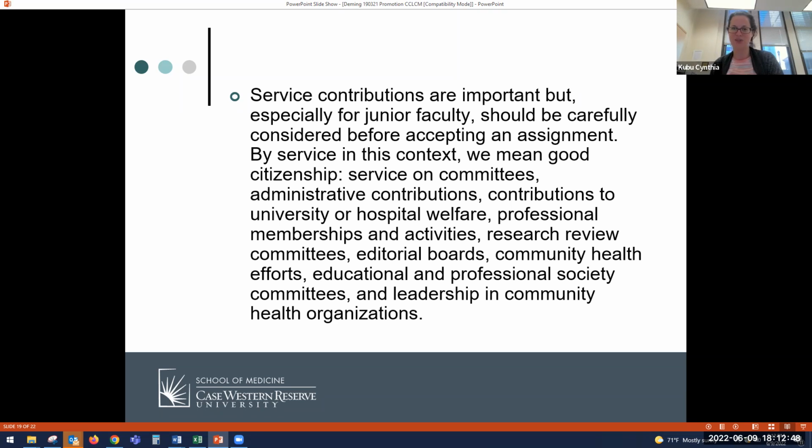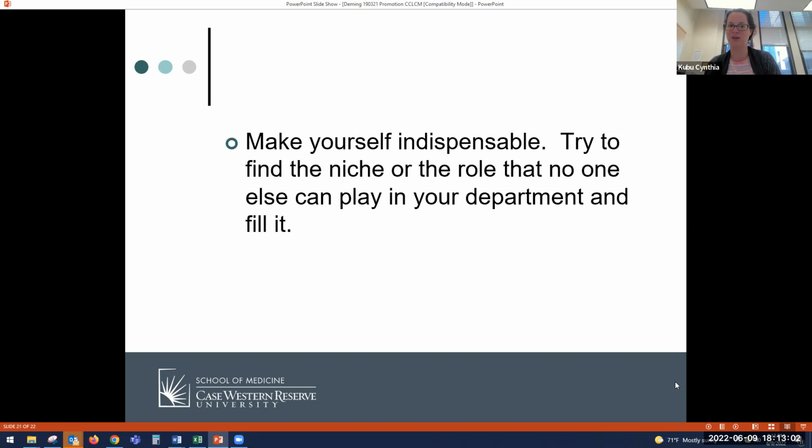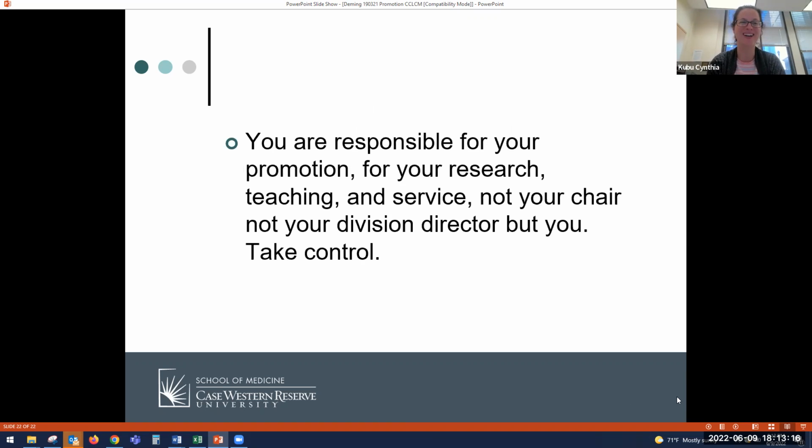All right, I think that's it. Last slide, maybe. Yeah, scholarship is key. So again, it's that outward facing, evidence-based, peer-reviewed that we're really looking for when we're evaluating for senior level promotions. Okay, one more thing. Make yourself indispensable. I just keep saying it different ways, but try to find your niche, the role in your department and fill it. Now, you guys, again, are doing incredible work. Make it known. Be very proud of what you're doing and talk about it.